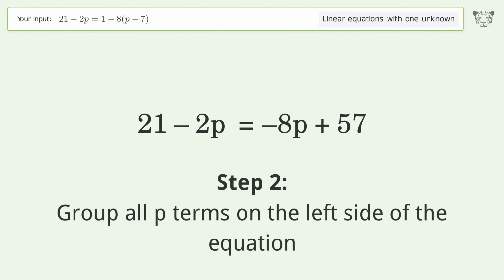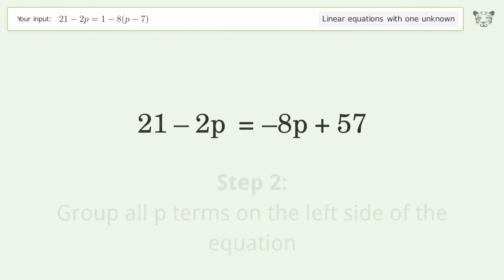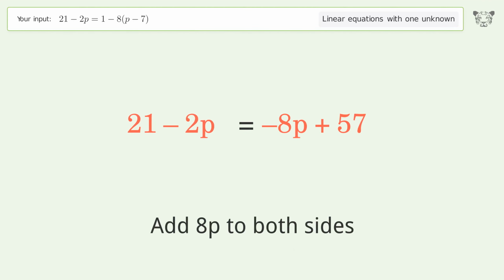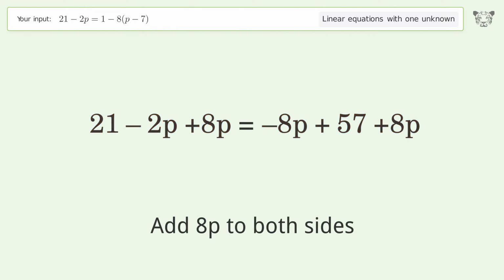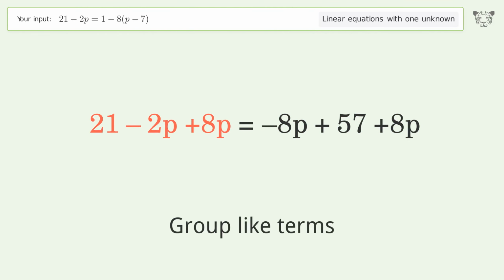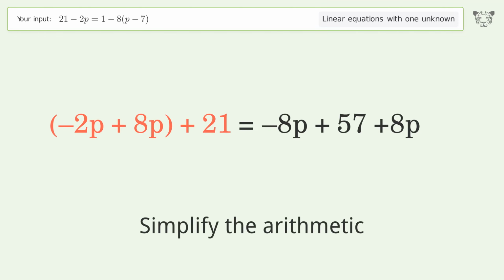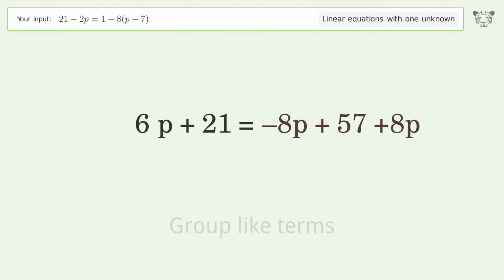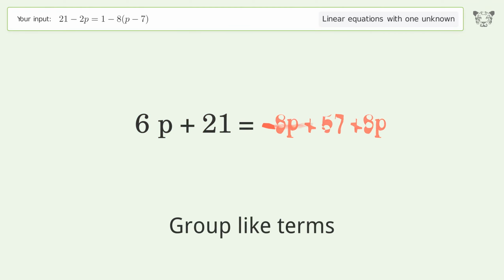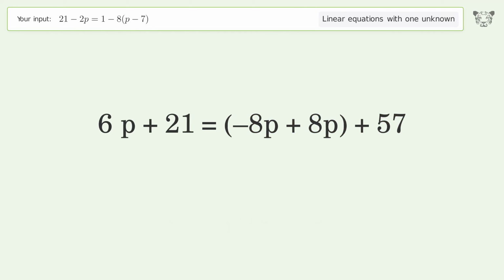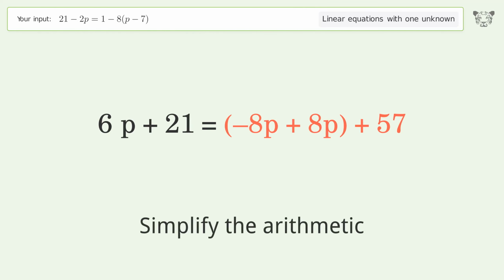Group all p terms on the left side of the equation. Add 8p to both sides. Group like terms. Simplify the arithmetic. Group like terms. Simplify the arithmetic.